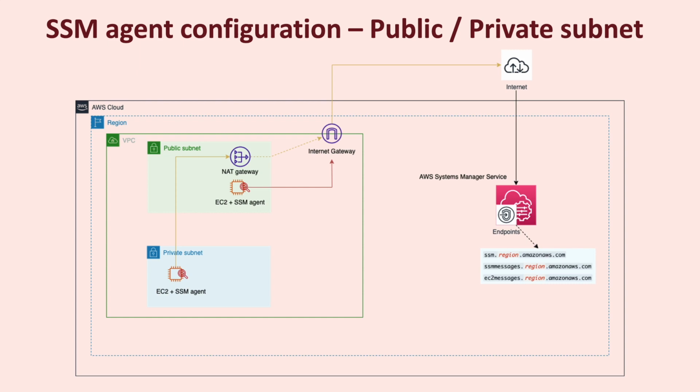Today, we'll expand on this and actually look into the steps to configure it. We won't be looking into configuring SSM agent for hybrid machines, which are machines outside of AWS, in this video. So the focus of today's video is going to be SSM agent configuration for EC2 instances in public and private subnets only.